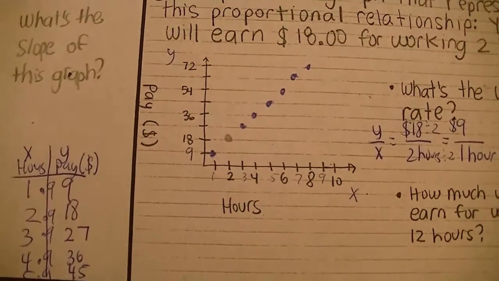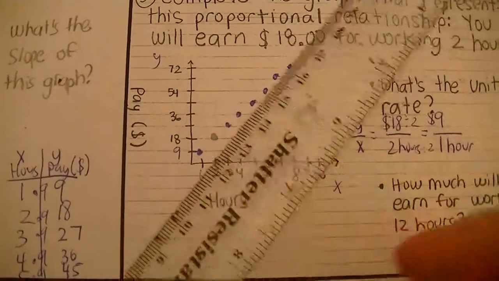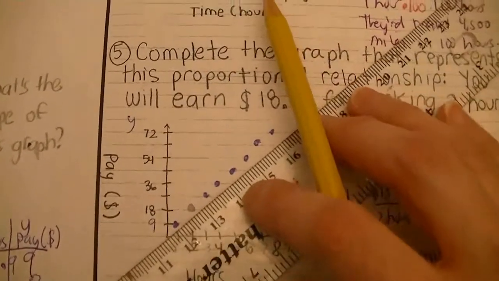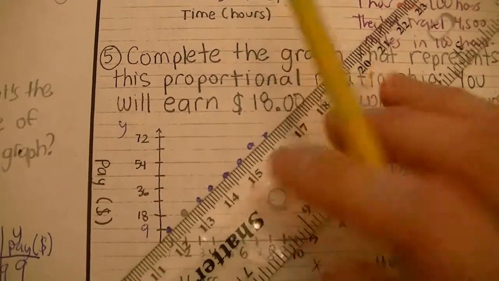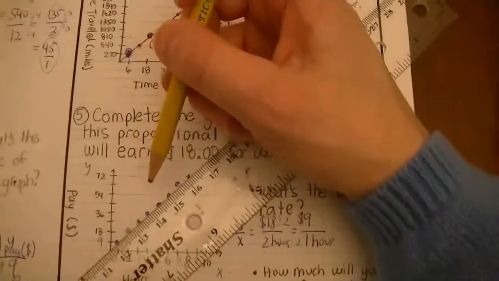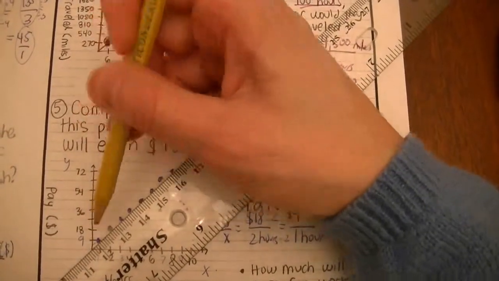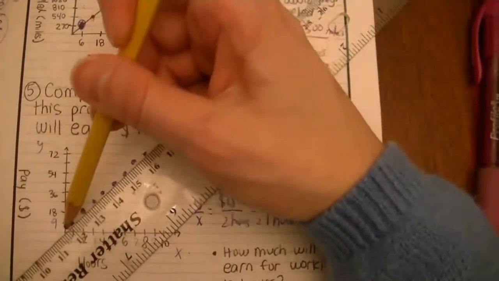Okay, let's go ahead and connect those points. I'm not going to keep it discrete because I'm going to connect it, because you could totally work for like half an hour or 3.5 hours. So it's not discrete, this is continuous. And it's proportional because not only does it tell us in the word problem, but we also know that this is linear and it passes through the origin, if I can get my line straight here. Okay.